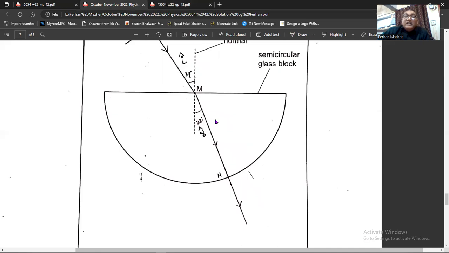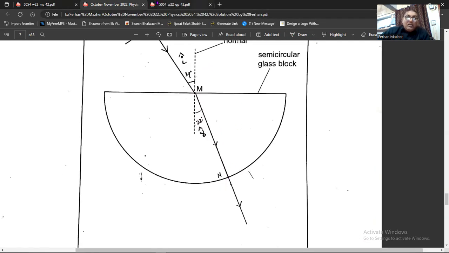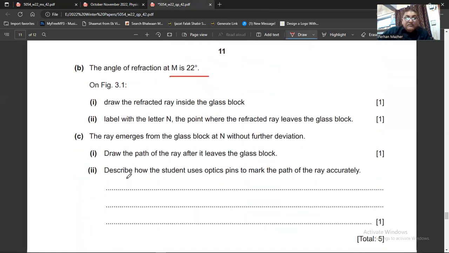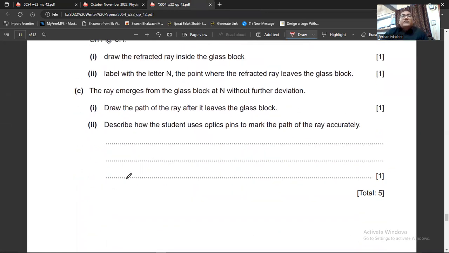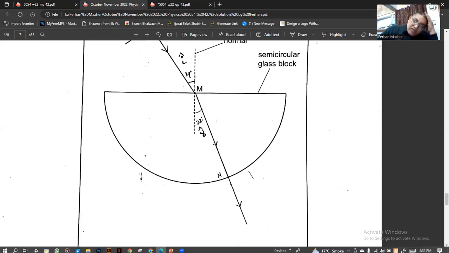With the normal, this angle will be 22. Then I will join this point and that dot, and this will be the line. And here, when it touches the boundary, that is the point N. Label with the letter N the point where the refracted ray leaves the glass block. We have written N here. Then the question, part C: the ray emerges from the glass block at N without further deviation. So it will come out without any deviation. It will go straight out.